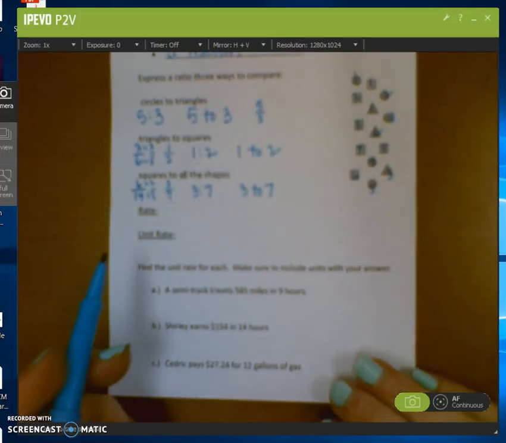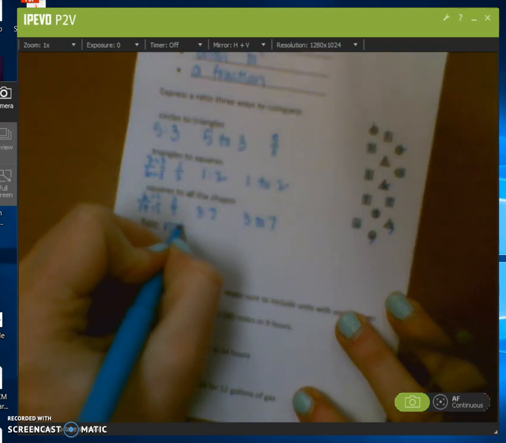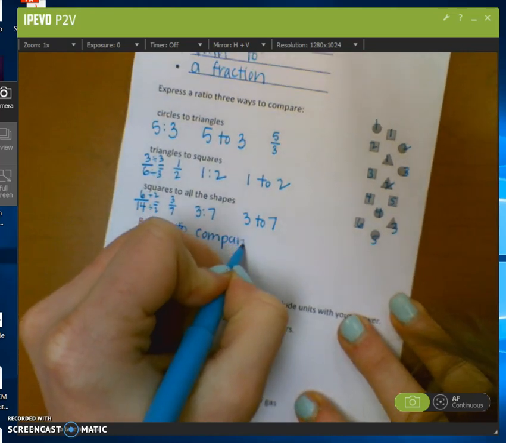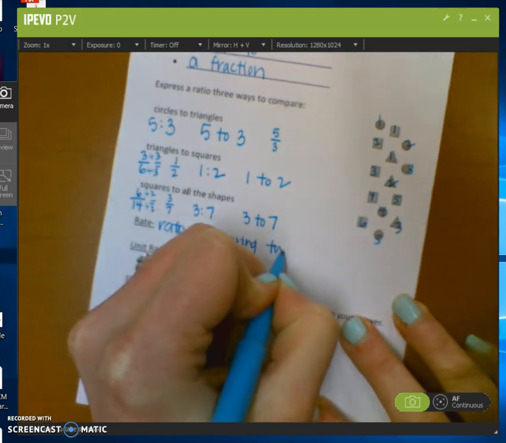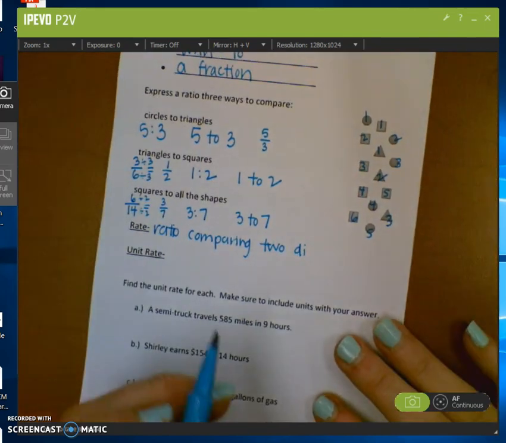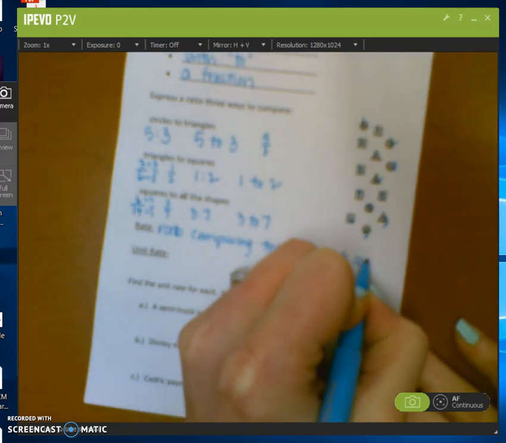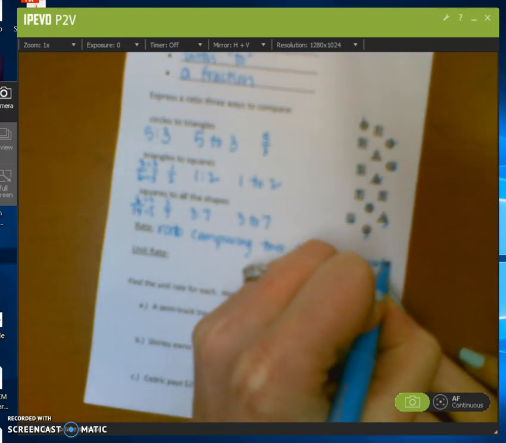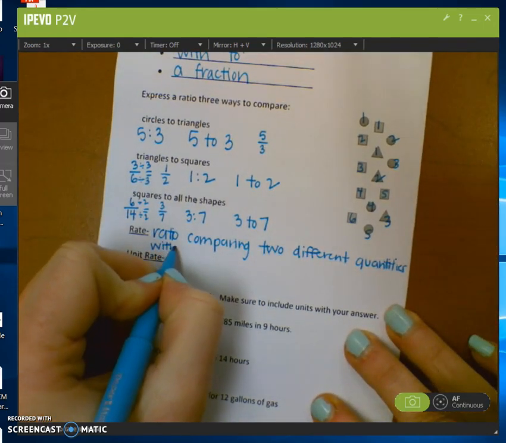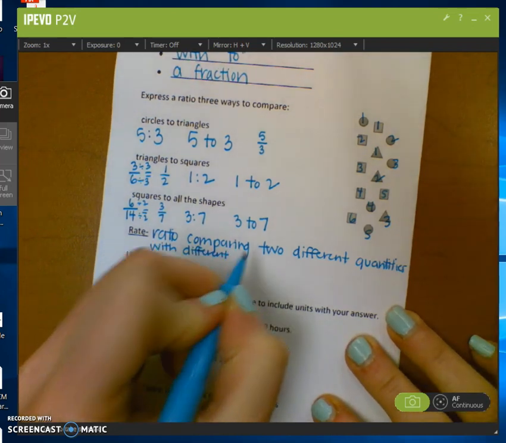Okay, so next we're going to be defining a rate and a unit rate. A rate is a ratio comparing two different quantities with different units. What's important here is that they have different units, and we'll talk about that when we get to the examples at the bottom.